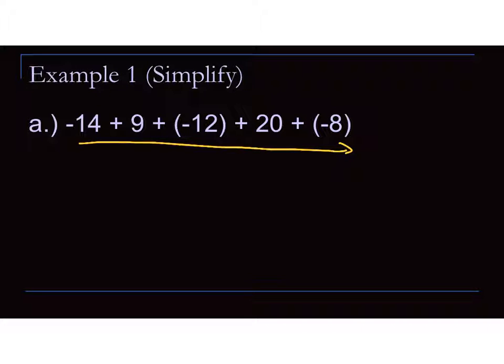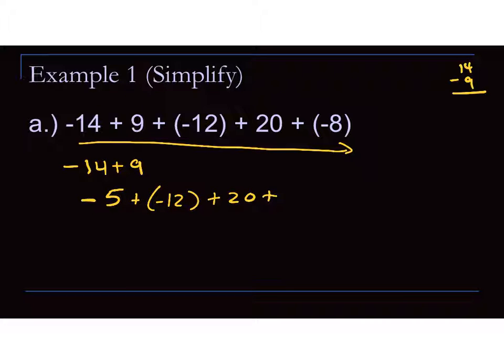So let's address the first part. Negative 14 plus 9. Let's just look at that part first. Is negative 14 plus 9 going to be positive or negative? It's going to be negative. Now, one of them is positive and one of them is negative. So what do I do with those two numbers? Subtract them. 14 minus 9. What's 14 minus 9? So we got negative 5. So we got negative 5 plus negative 12 plus 20 plus negative 8.